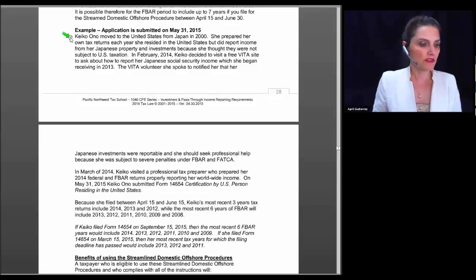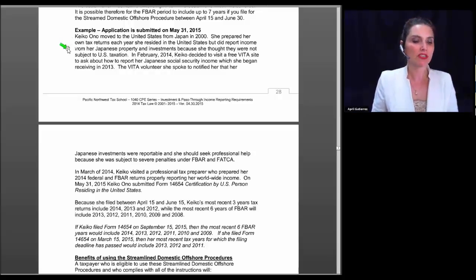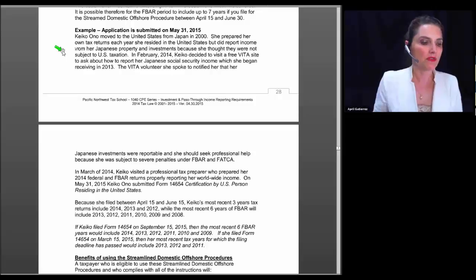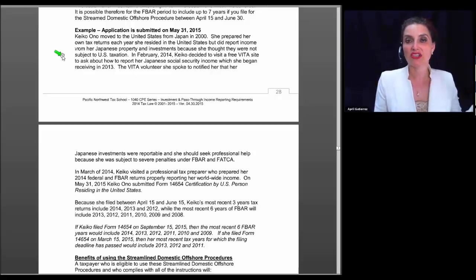Keiko Ono moved to the United States from Japan in 2000. She prepared her own tax returns each year, and she resided in the United States, but she did not report income from her Japanese property and investments because she thought they were not subject to U.S. taxation. She has to file Japanese returns on them, and she just assumed it's in Japan. What's in Japan stays in Japan. It has nothing to do with the United States.